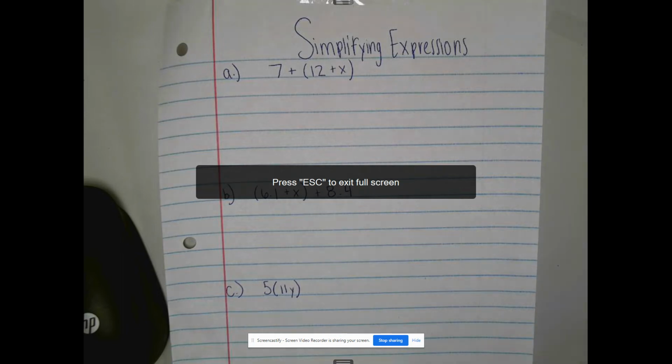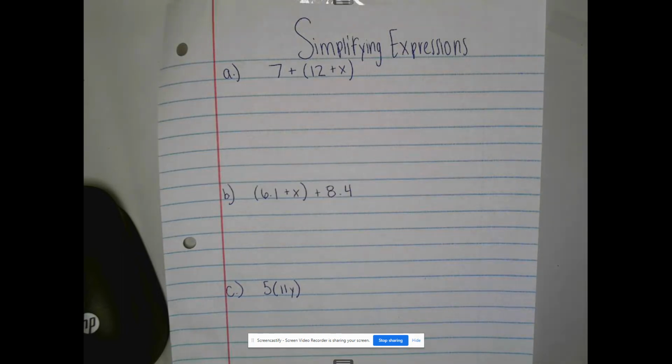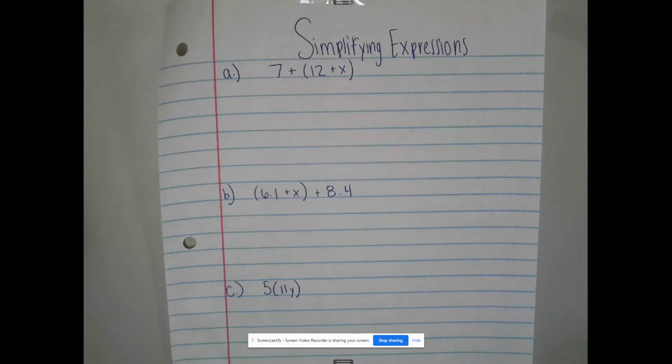Hey guys, we're going to simplify expressions. So you can see I have three expressions here. We're going to go ahead and start with A. And as I do it, I'm going to talk about what property I'm using to simplify.